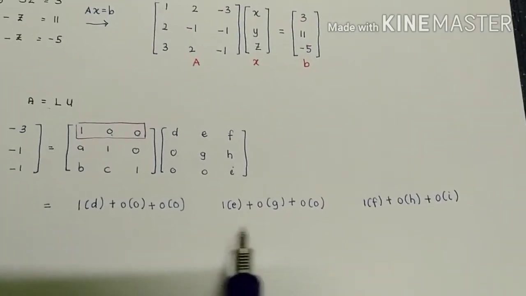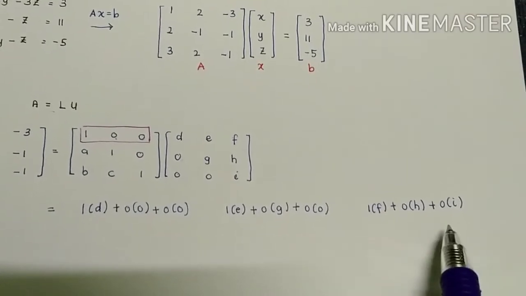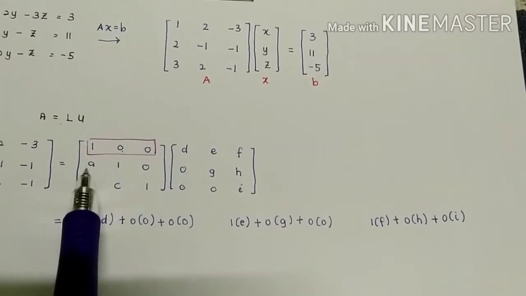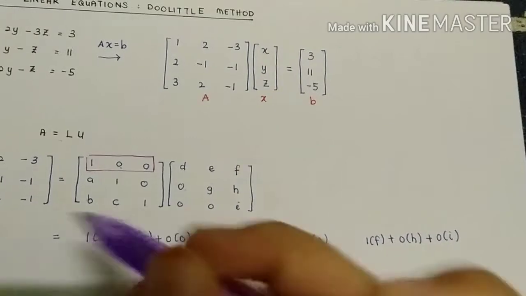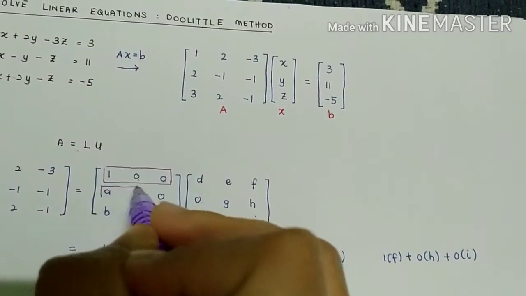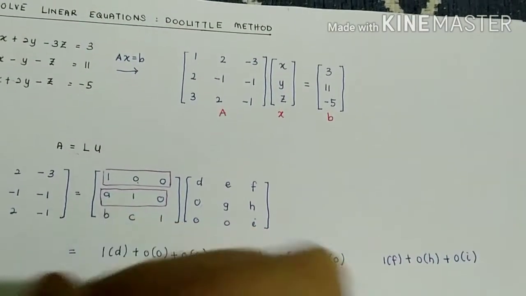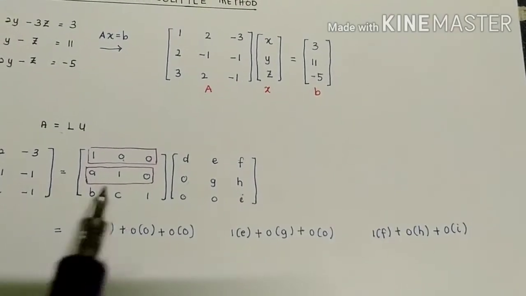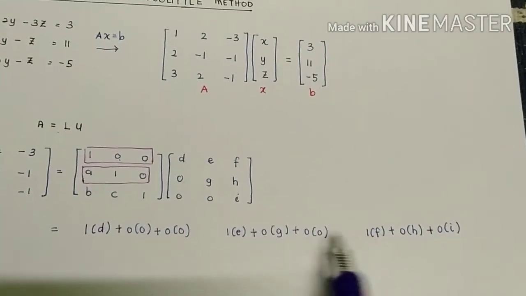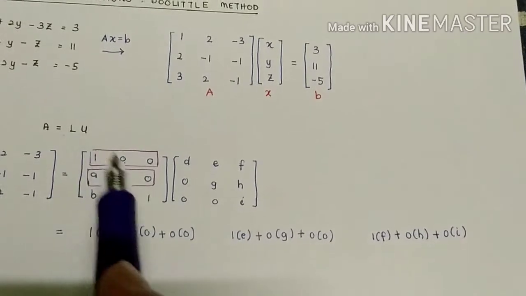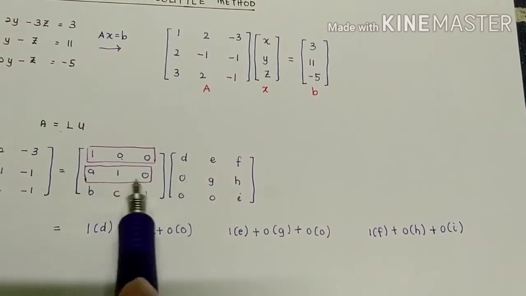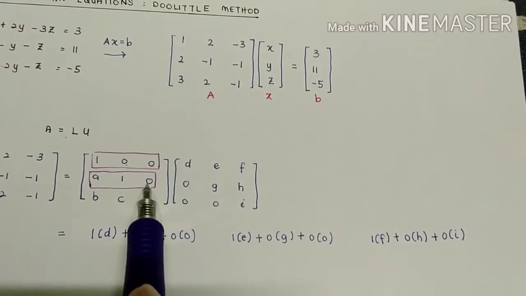Okay, so we are done with the first row, and we proceed to the next row. The second row, we have A, 1, and 0. We repeat the same process as in the first row. Now we focus on the second row. We have A, 1, and 0.